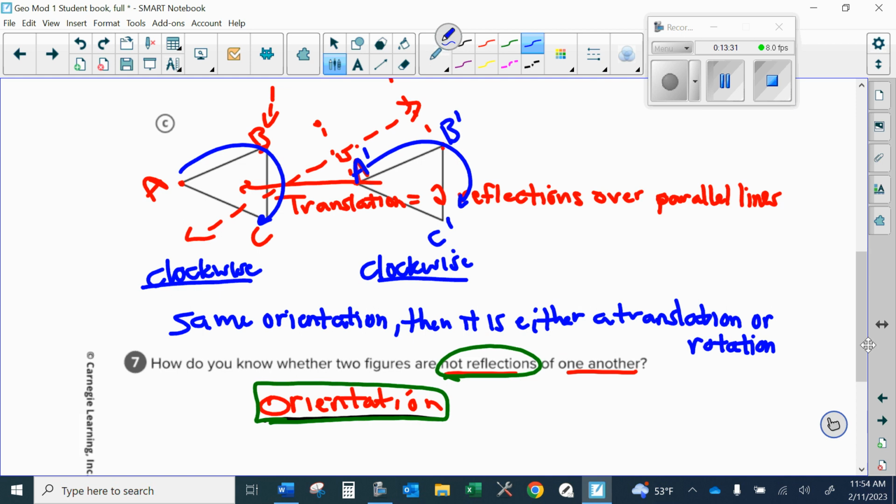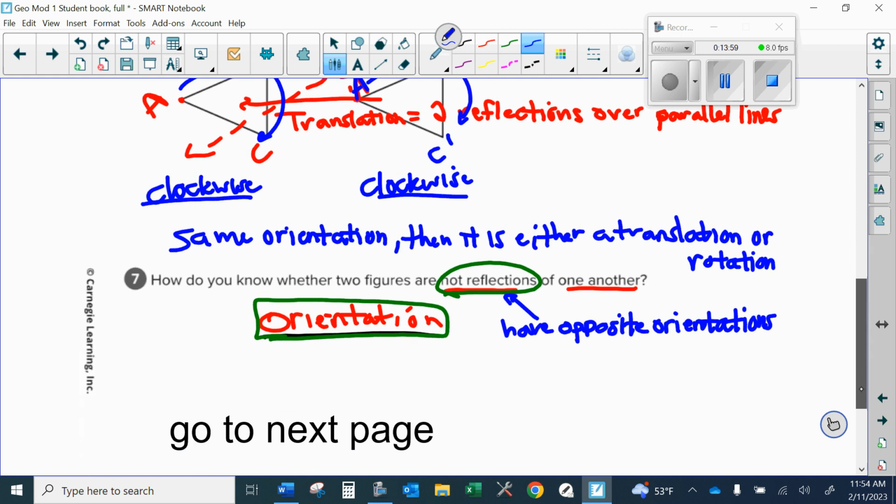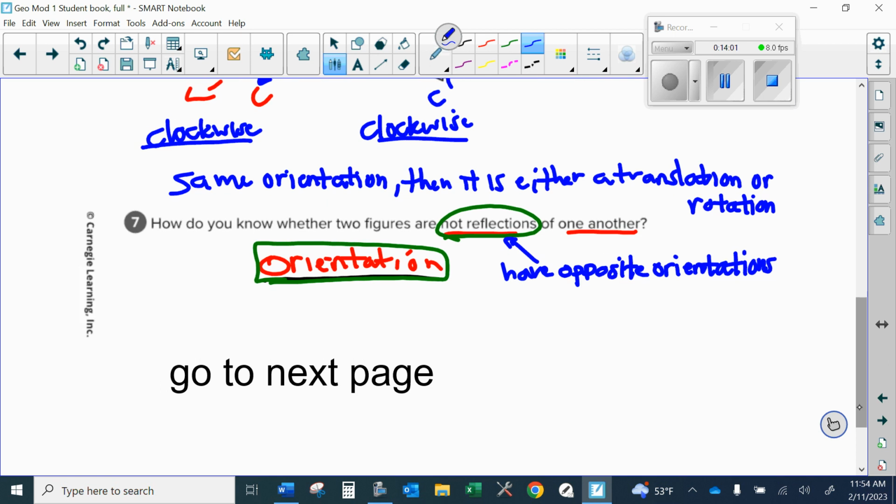Okay, so since these have the same orientation, it's either translation or rotation. So therefore, it's not a reflection. Reflections have opposite orientations, not the same. Okay, so if one was clockwise, the other would have to be counterclockwise, opposite orientations in order for it to be a reflection. All right, go to the next page.